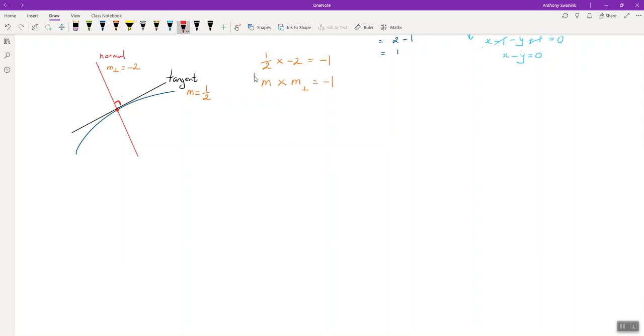We can look at maybe even a proof of that in class time, but we'll accept it for now. So let's use this idea and look at a question where we might be asked to find the equation of the normal. Okay, so let's take this example.